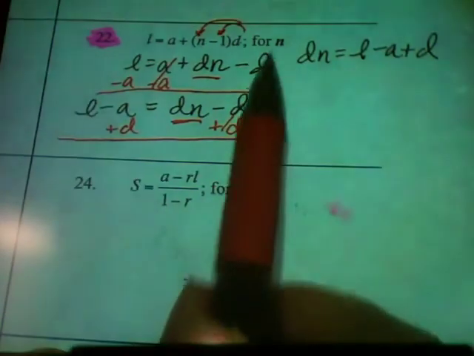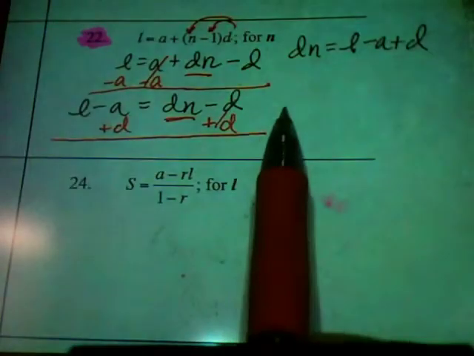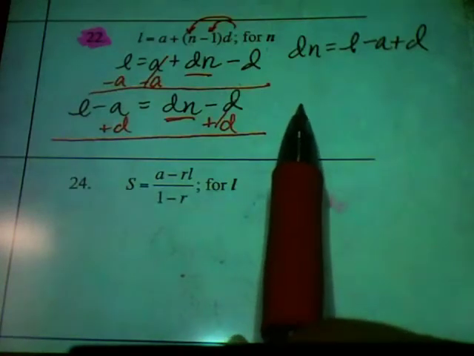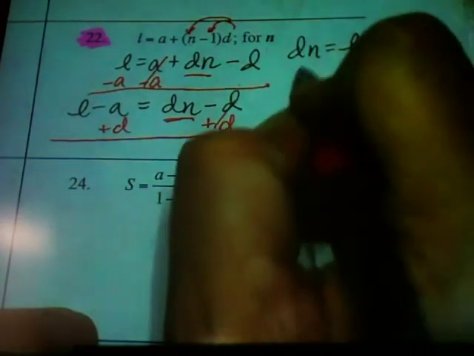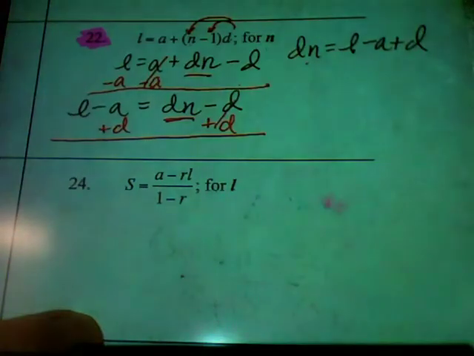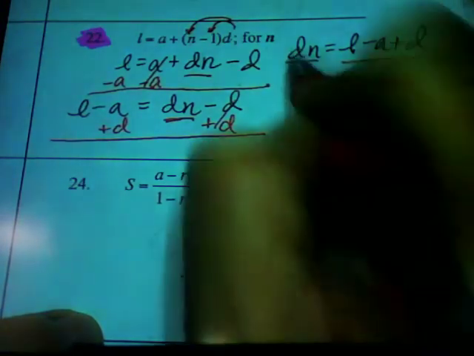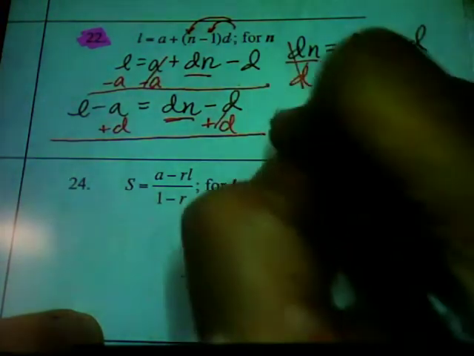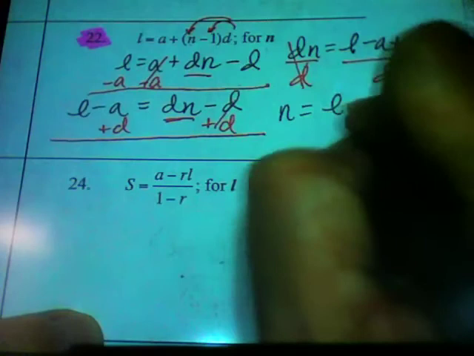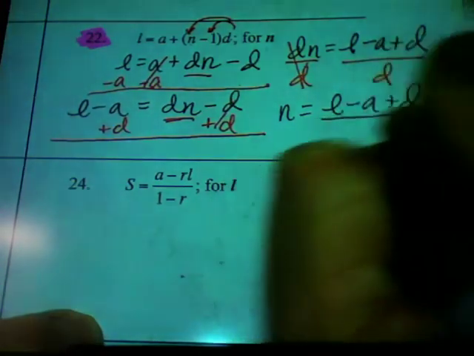D or n? N. Yeah, I keep asking you that because we tend to forget what we're solving for. So I'm solving for n. So what's happening between d and n? Multiplying. So I've got to divide by d. So I'm going to divide this whole thing by d. So n is equal to L minus a plus d, all over d.